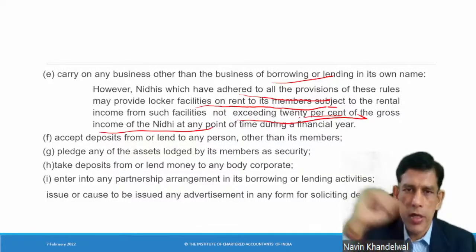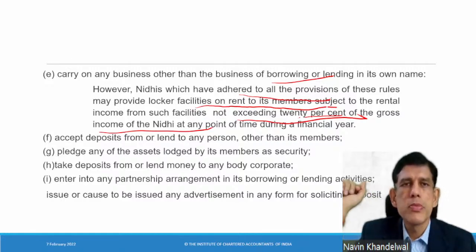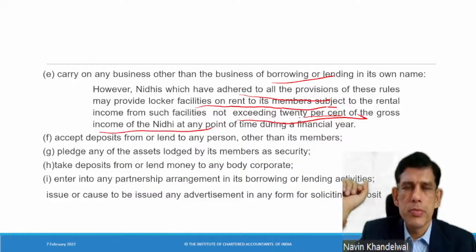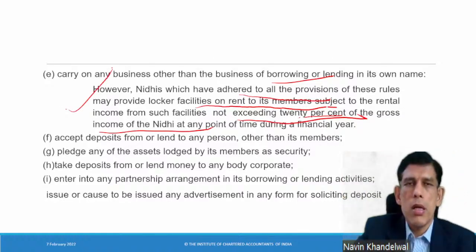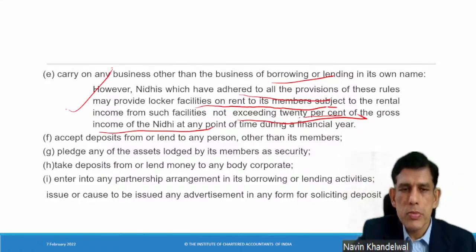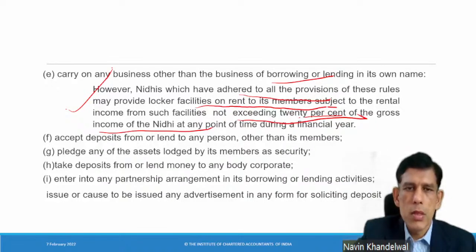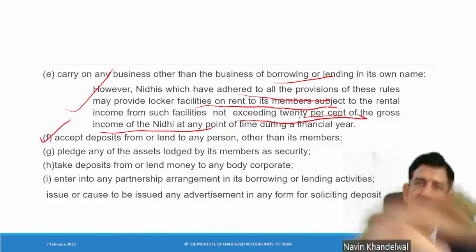I said it should reduce the income part, or if it is not there but to comply, probably the regional director has got the right to take any action. So this is exam question, friends. Locker rent facility allowed. F point, again similar.